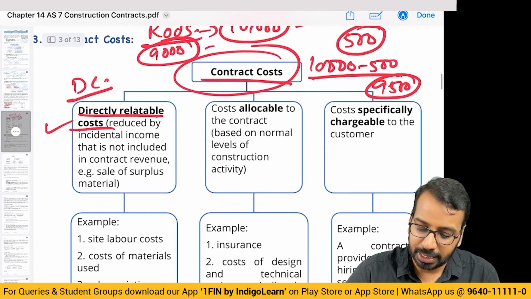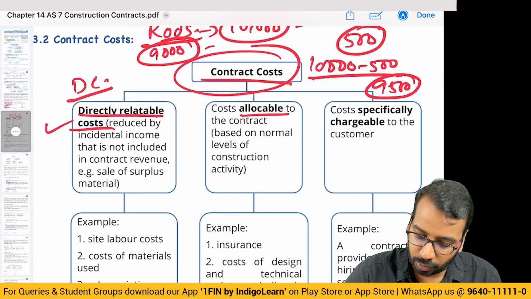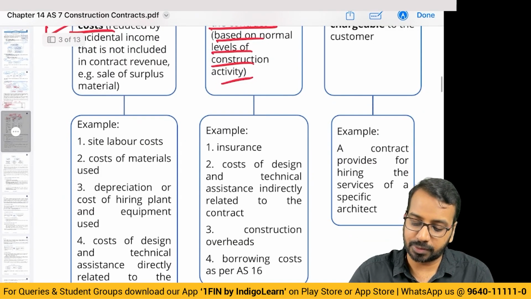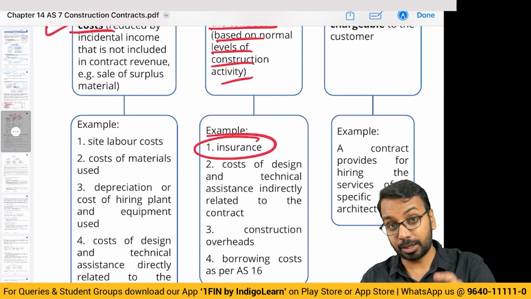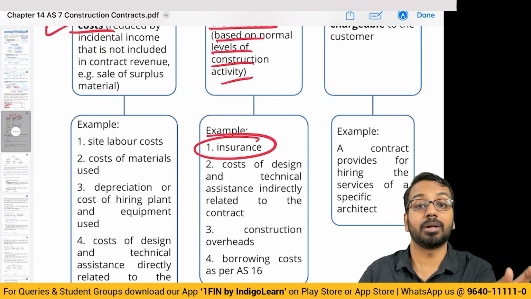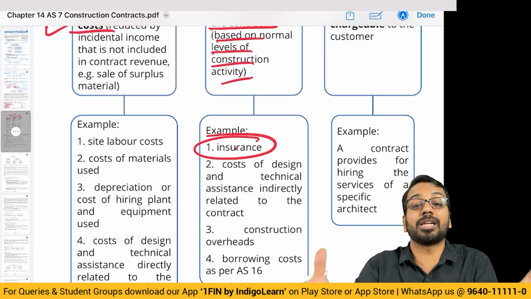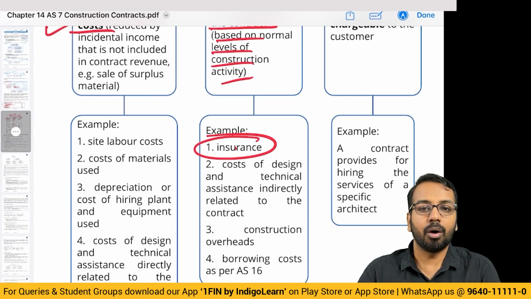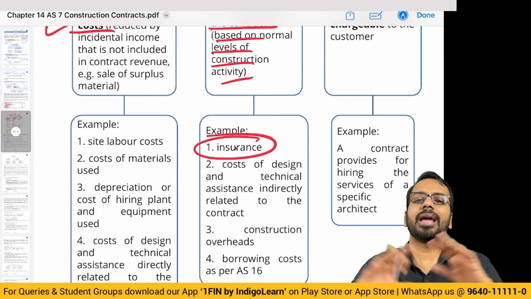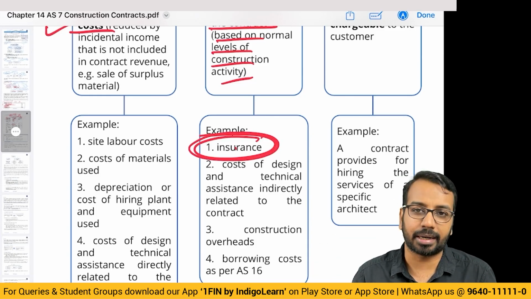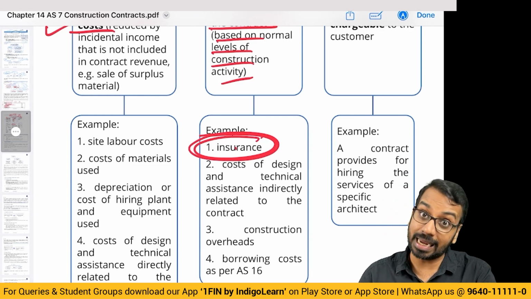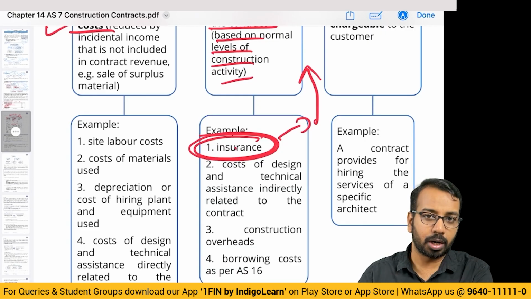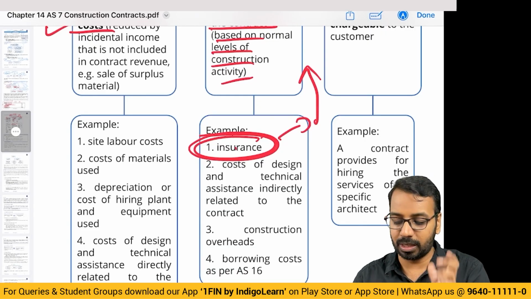Then any cost which is directly allocable to the contract based on normal levels of construction activity. Now, what is this? For example, there is an insurance at site that you will be able to allocate for the particular site. Now, insurance I may take for 10 sites together because I am not carrying out only one construction activity. I am carrying out 15 different construction activities. For everything I have taken a single insurance premium for site insurance. This I should allocate to the construction contract on a reasonable basis based on the normal level of activity.